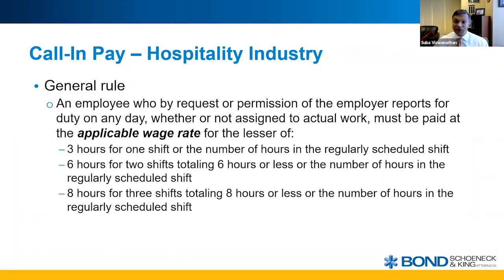So the hospitality industry wage order is different. If you look at the language of the hospitality wage order, it doesn't use the language basic minimum rate. It uses applicable wage rate, and it's for the lesser of 3 hours for one shift, or the number of hours in the regularly scheduled shift, 6 hours for 2 shifts totaling 6 hours or less, or again, the number of hours in the regularly scheduled shift, or 8 hours for 3 shifts totaling 8 hours or less. Next slide, please, Kathy.